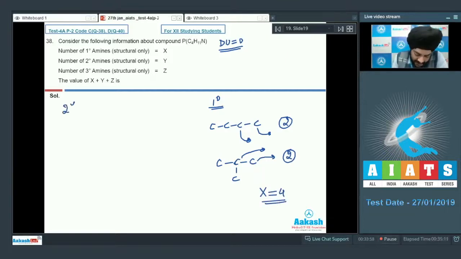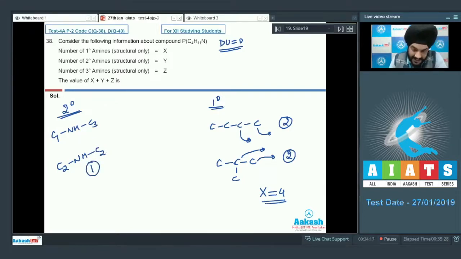If you talk about the secondary amines now, we can have 2 different possibilities. We have a total of 4 carbons. So we can have C1NHC3 and we can have C2NHC2. The C2NHC2 is only going to have one single isomer. And for C1NHC3, the C3 can have 2 different positions where the amine group can be attached. So we can have the amine attached here or we can have the amine attached over here. So the first metamer is going to give 2 different isomers, whereas the second one is only going to have one single isomer. So the value of Y shall be equal to 3.